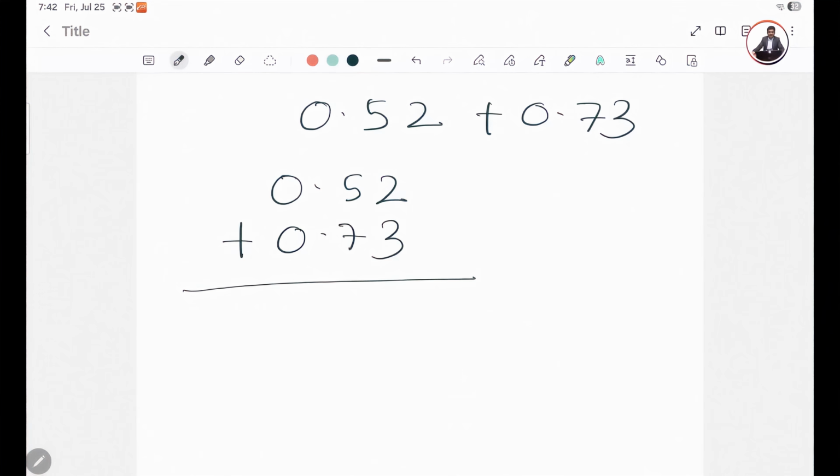And then add this side first. 2 plus 3 is 5. And 5 plus 7 is 12. And 2 here, 1 goes to the other side and 1 here. Say, for example, this way.